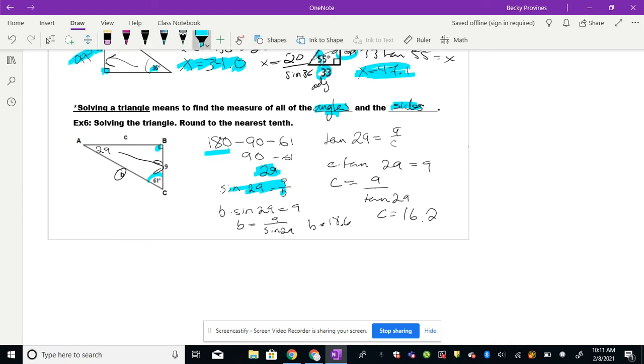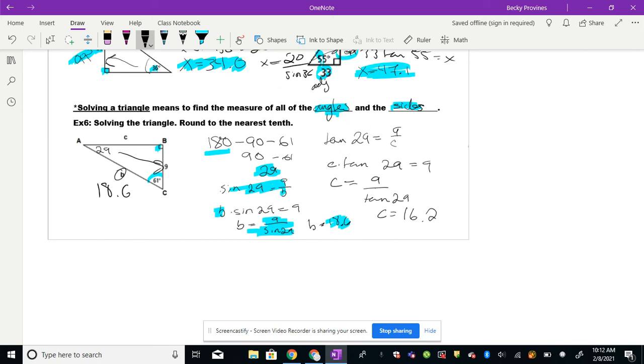And then we're going to multiply both sides by b to get b out of that denominator, and then we're going to divide both sides by the sine of 29. So b equals 9 divided by the sine of 29. B is going to equal 18.6.